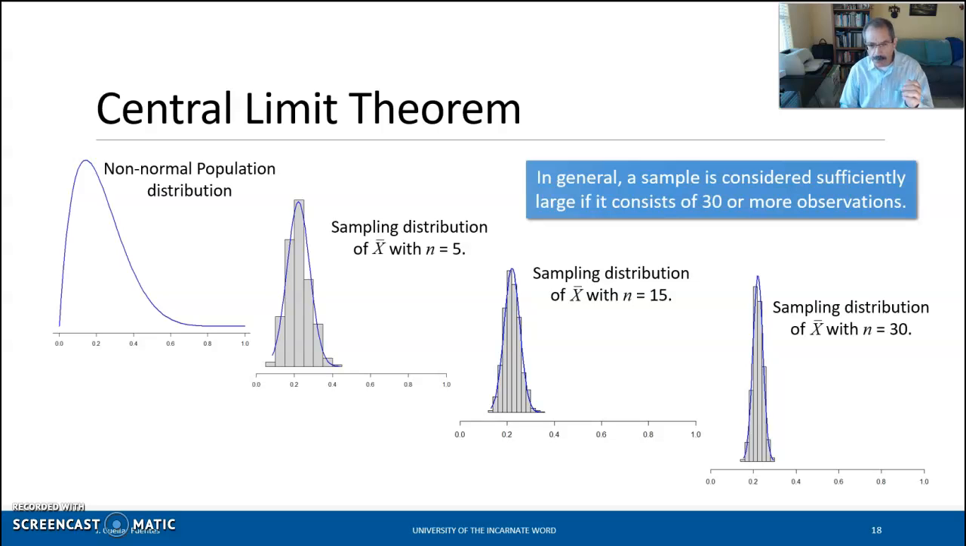This is very important because as we solve problems and want to calculate probabilities using the normal distribution, we need to ensure that the sampling distribution is normal. And again, if we are told the population distribution is normal, there is no problem. We don't worry about what sample size we're dealing with. However, if we don't know the shape of the population distribution, as long as we have a sample size of 30 or more, we can safely assume that the sampling distribution is normal.